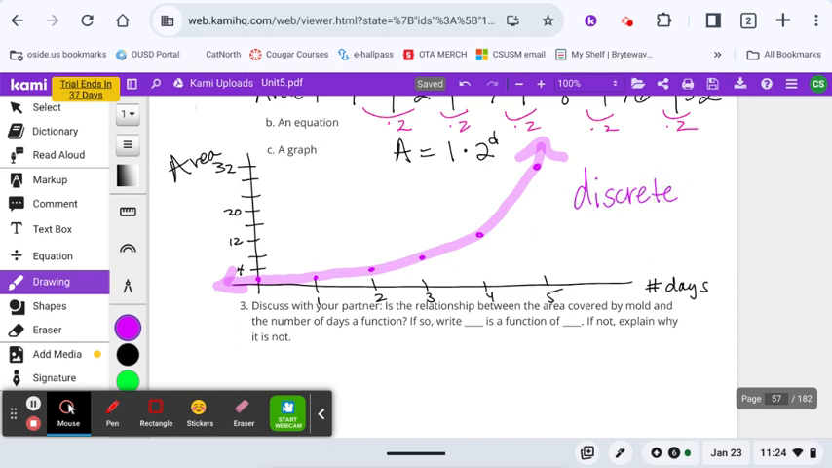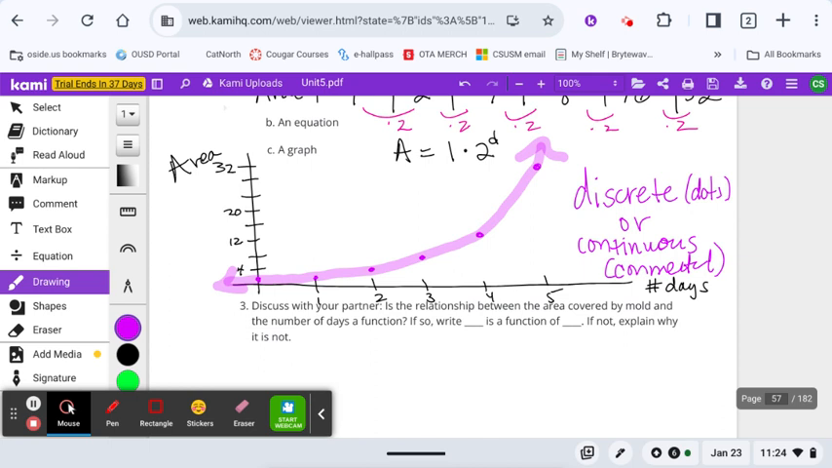Discrete, dots not connected, or continuous could work as long as you support it. So if you said continuous, you're saying that there is time in between where we're measuring mold. If you said discrete, we're talking about just measuring once at the end of each day to see how much mold there is, and both those scenarios could work.